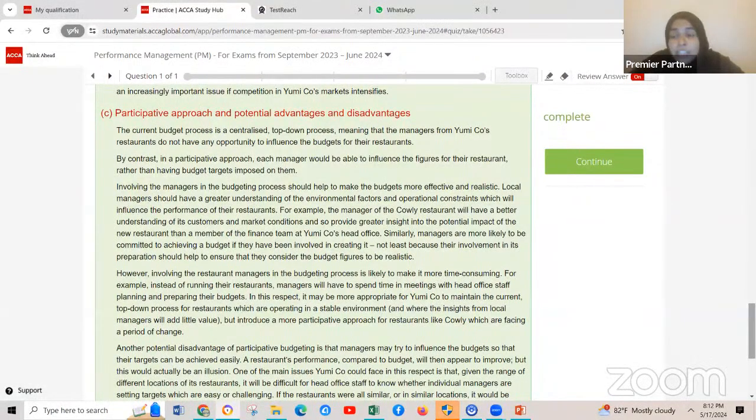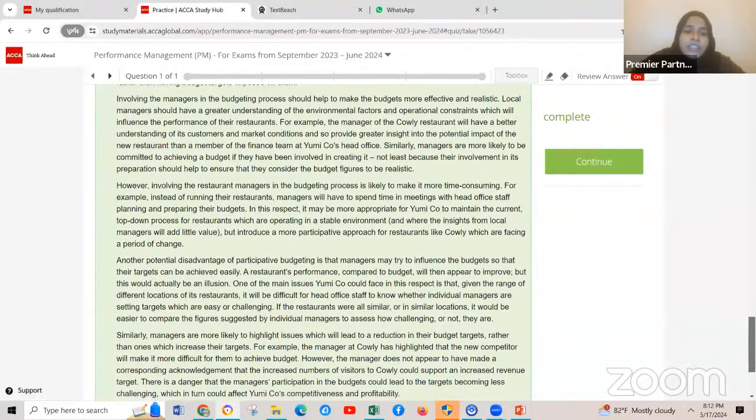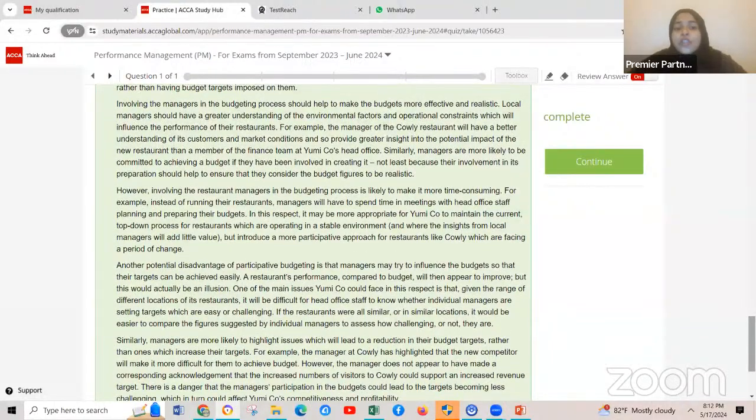In participative budgets, all managers are allowed to give their opinions and participate in the discussions. Involving the managers in the budgetary process should help to make the budget more effective and realistic, because they might know more about what is happening in their local environments. Local managers should have a greater understanding of the environmental factors and operational constraints which will influence the performance of the restaurant. The local manager knows about the local area better. So you're writing the advantages first, and then you will go to disadvantages.